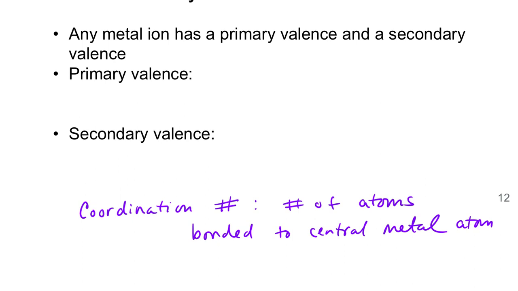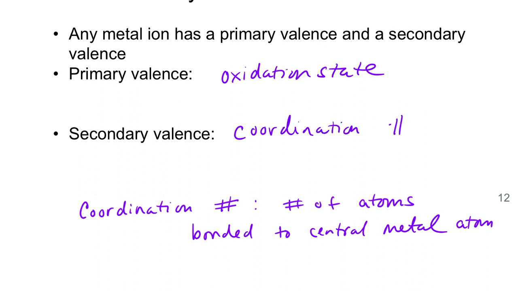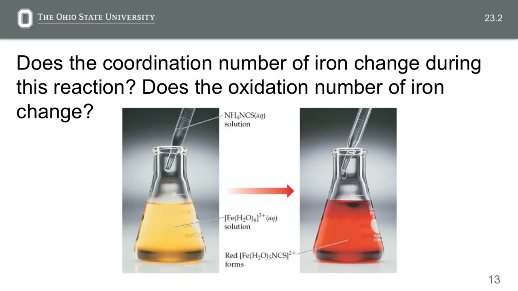Okay. Other terms that arise from Werner's theory are that of primary valence and secondary valence. So the primary valence refers to the oxidation state, and the secondary valence refers to the coordination number. Okay, so these two things, coordination number and oxidation state, are going to allow us to sort of understand some of the properties of these metal complexes.